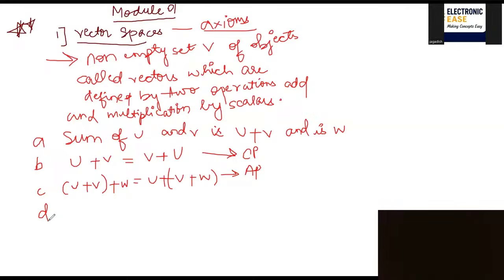What is D? There is a zero vector in V, such that, see students, what will happen if I add zero to anything? What will be the answer, Vaishnavi?